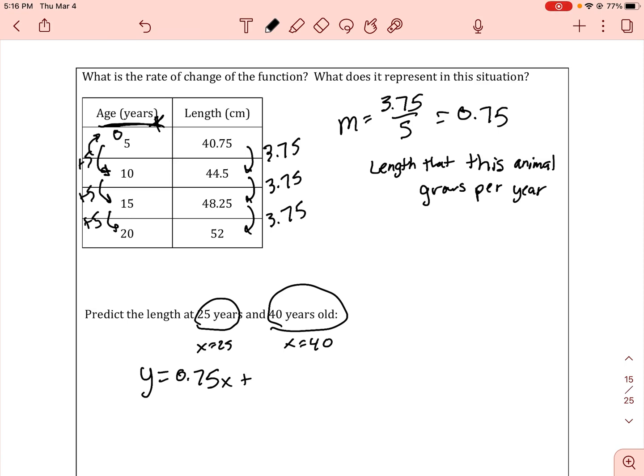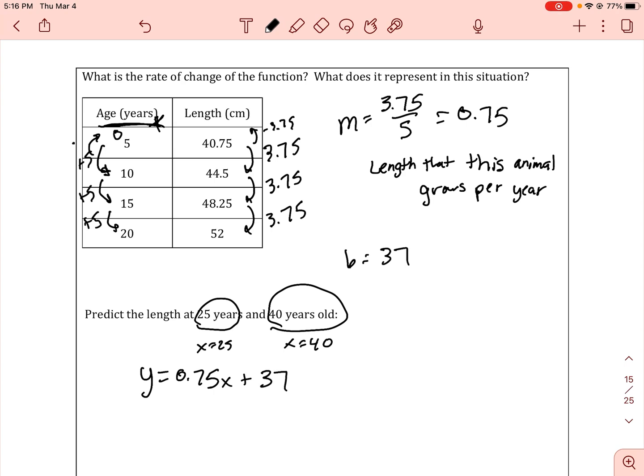Well, since I'm going by 5s over here, if I go up by 5 and I subtract 5 to this top one, I get to 0, which means I need to subtract 3.75 from 40.75, and that gives me my y-intercept. So my y-intercept in this case is 37.